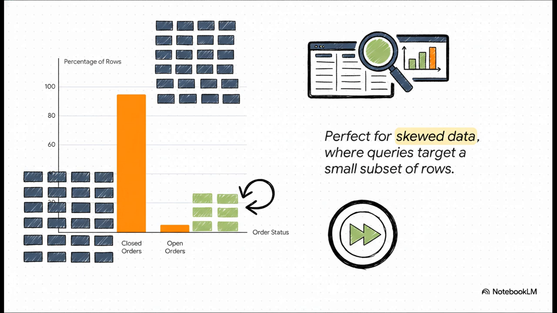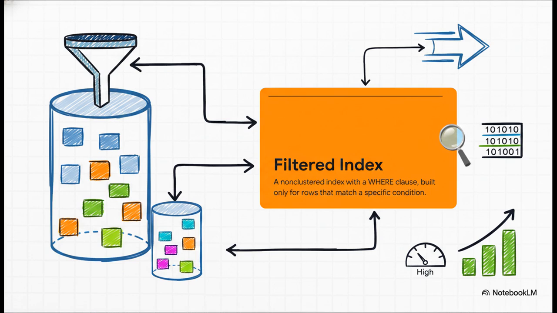A regular index would have to cover all the millions of closed orders too, which is just not efficient at all. This is where the filtered index comes in and just saves the day. It's basically a non-clustered index that has a where clause built right into its definition. So in our example, we could create an index where status equals open. And the result? A tiny, hyper-efficient index that only contains that 5% of the rows you actually care about. It saves a ton of disk space and makes those specific queries fly.